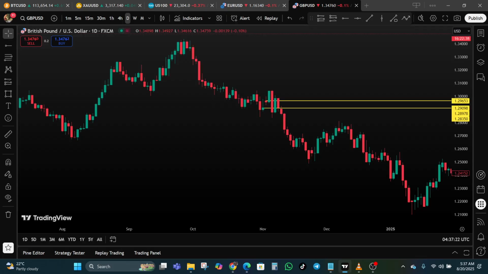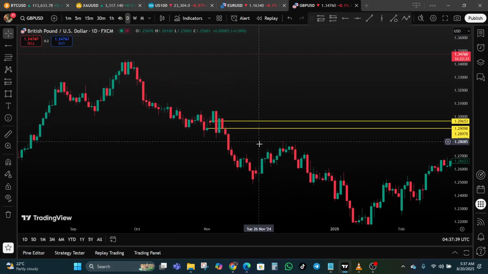Now, to recap, the new day opening gap is the difference between yesterday's close and today's open. It highlights areas of imbalance and liquidity. Price often revisits or reacts to these zones during the day. And then combining the gap with structure and other ICT concepts makes it more effective.